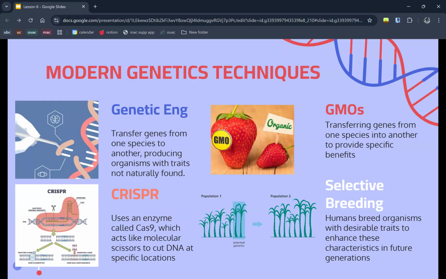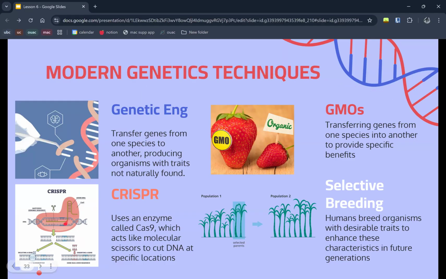So looking at some specific techniques, firstly, CRISPR, which stands for clustered regularly interspaced short palindromic repeats. A pretty long name, but essentially how it works is an enzyme called Cas9 acts as molecular scissors to cut DNA at specific locations guided by a custom RNA sequence. Once that DNA is cut, scientists can add, delete, or modify material at that spot.